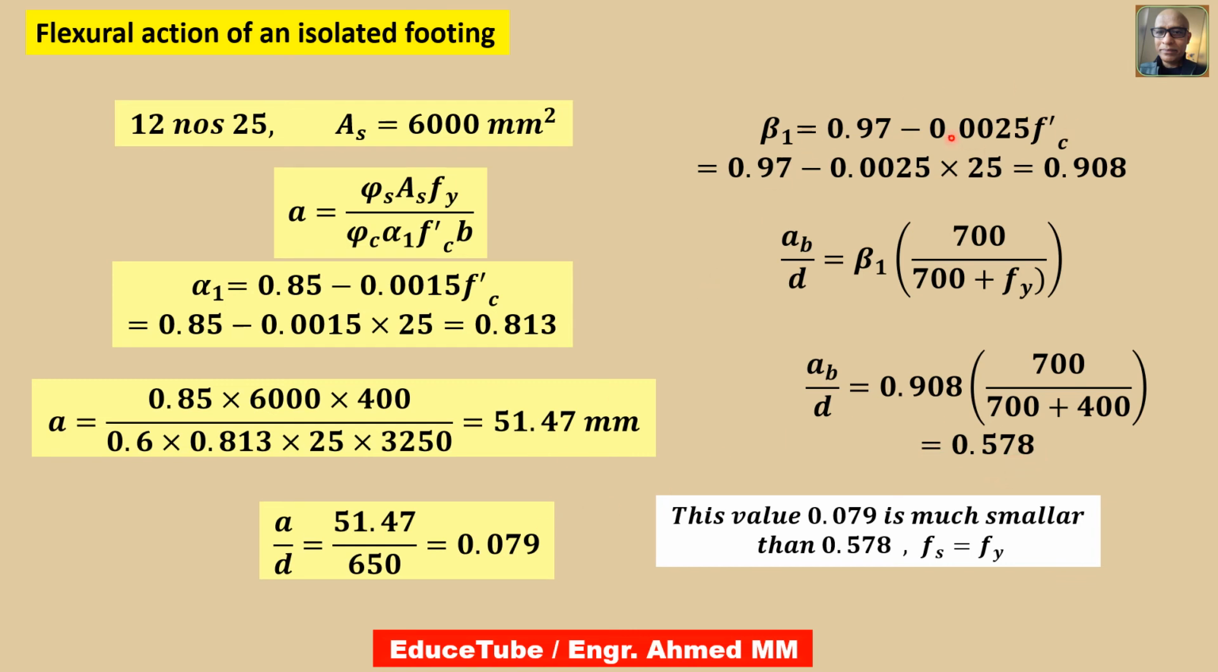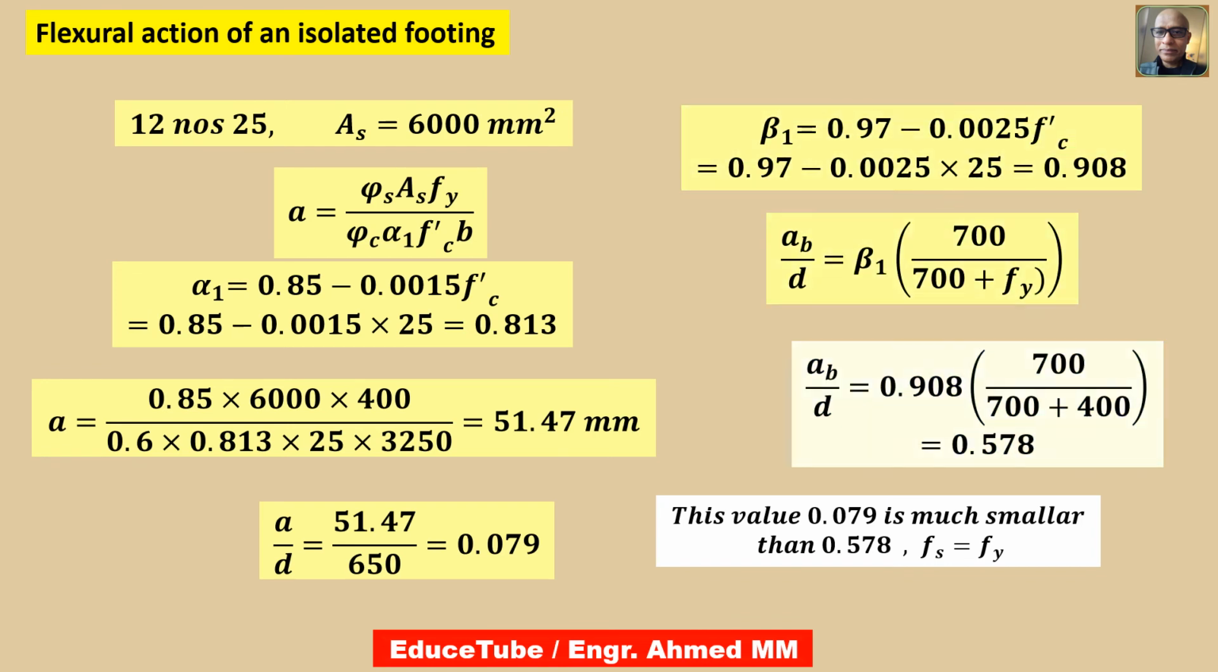Now we can compare this. So let's see one by one. First we got this, then we got this, then I got 0.578. So this value of 0.079 is much smaller than 0.578. It is written Fs equal to Fy. It means there will be steel failure, which is what we are intending to get, because we don't want concrete failure, we want steel failure. It is safer. So let's move to the next slide to see.